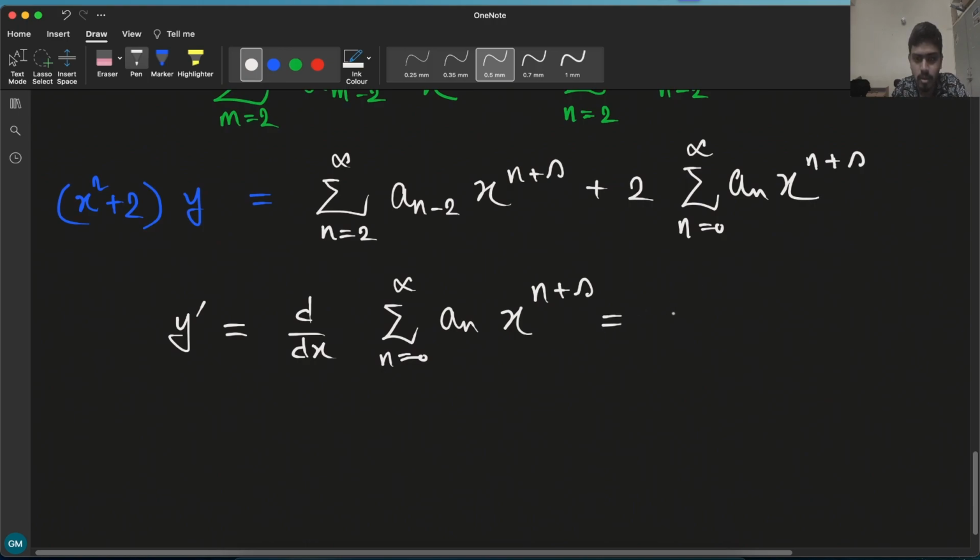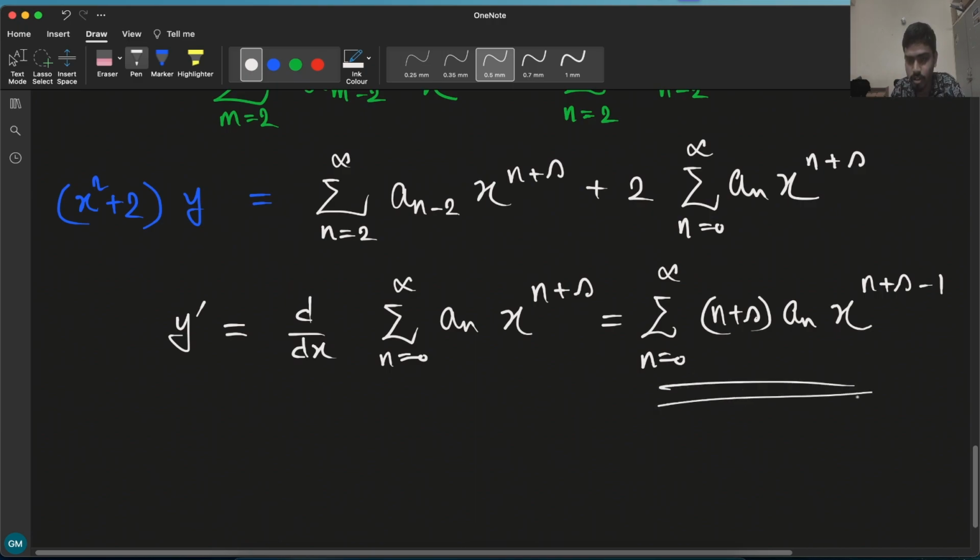So it is basically the sum over n equals 0 to infinity of (n plus s) a_n x to the power n plus s minus 1. Okay, and now here the zeroth term still exists. The zeroth term will not vanish for this series. In previous cases where we were solving for ordinary points, we didn't have this s, so the zeroth term would vanish because n equals 0, but here we have this s, so it means the zeroth term will not vanish.